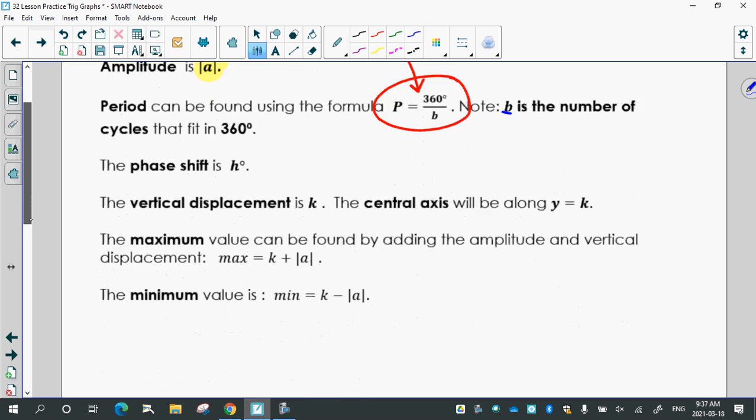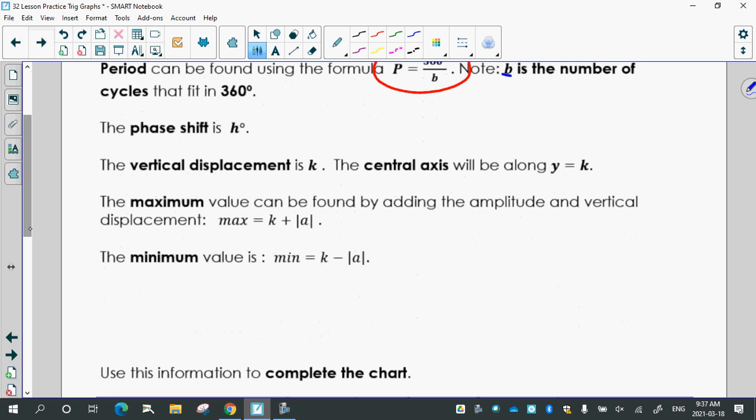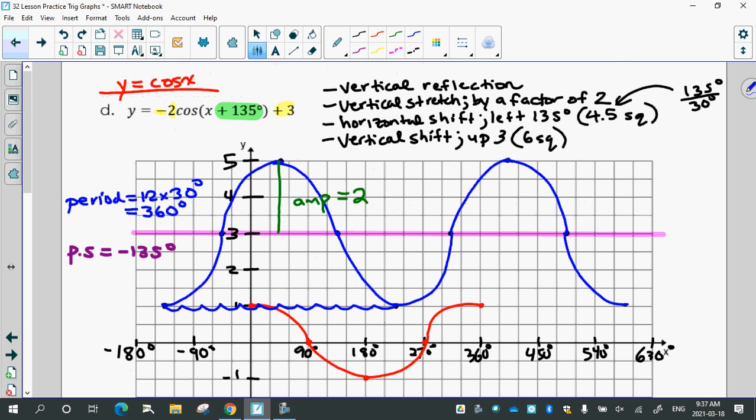But this one's interesting: the maximum value can be found by adding the amplitude and the vertical displacement. So we have this cool formula for the maximum value. It's always k plus the amplitude. Maximum value means the highest it's ever going to get. So let's look back. K plus the amplitude. So for me, the maximum value: k is 3 plus the amplitude, which is 2, because the amplitude is never negative. So the maximum should be 5. Look, the maximum is 5.